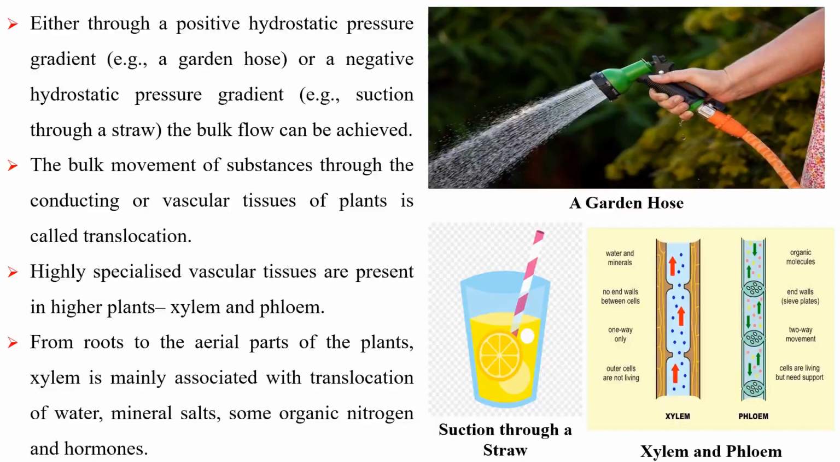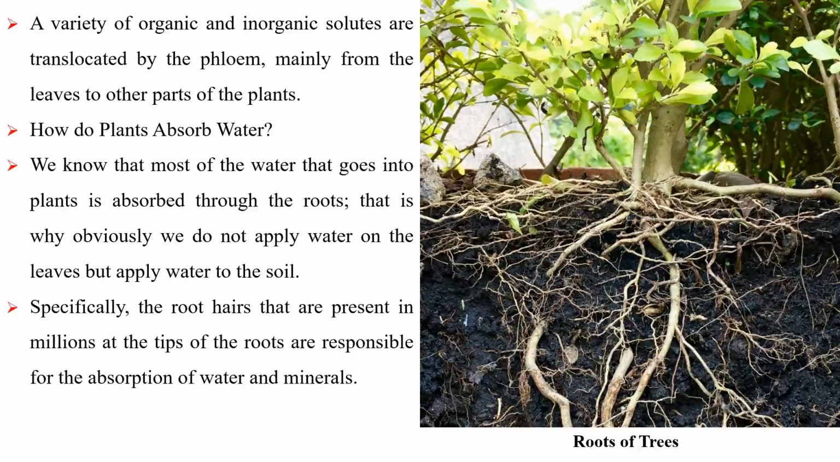The bulk movement of substances through the conducting or vascular tissues of plants is called translocation. Highly specialized vascular tissues are present in higher plants, xylem and phloem. From roots to the aerial parts of the plant, xylem is mainly associated with translocation of water, mineral salts, some organic nitrogen and hormones. A variety of organic and inorganic solutes are translocated by the phloem mainly from the leaves to other parts of the plants. How do plants absorb water?